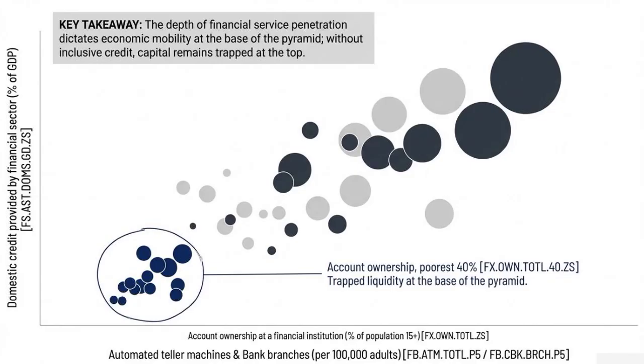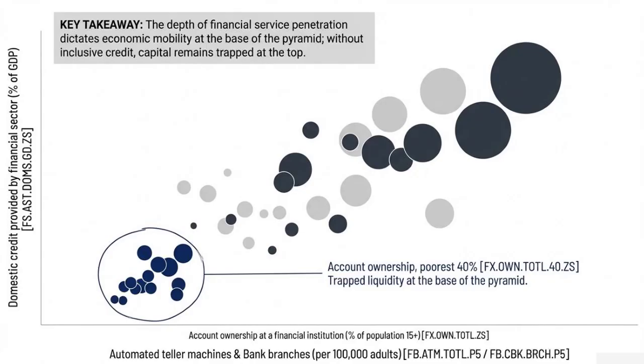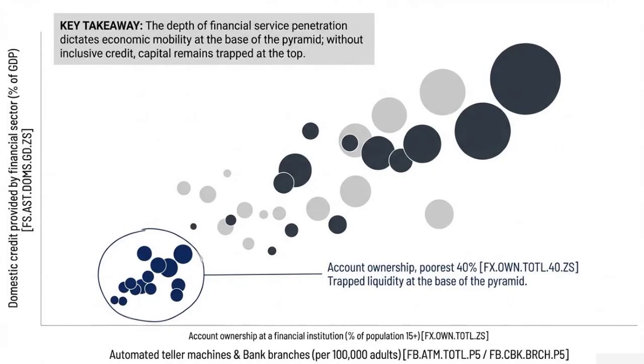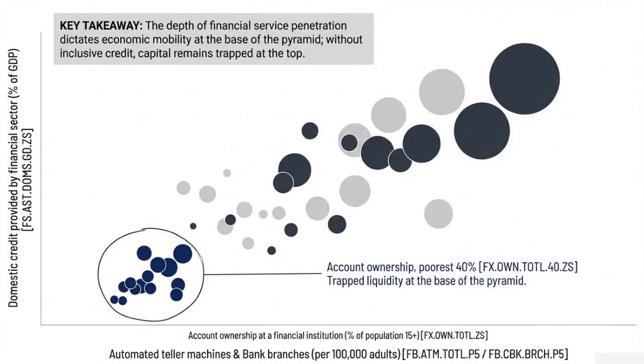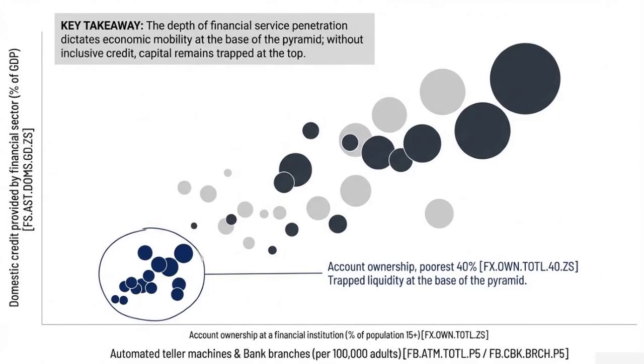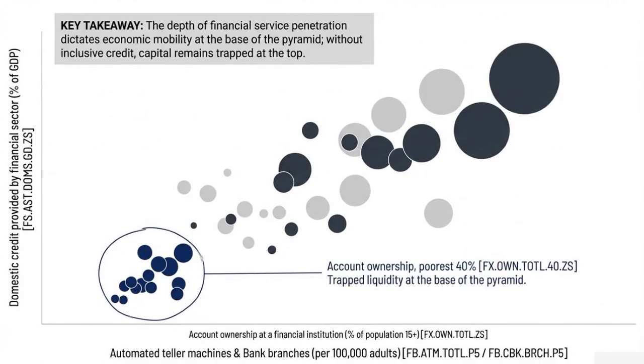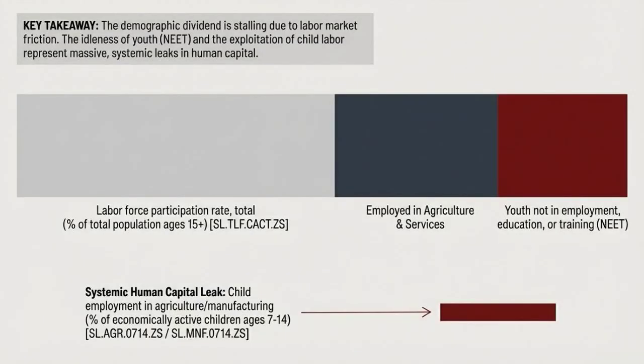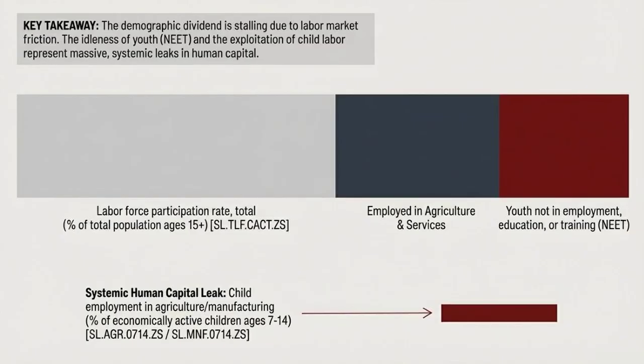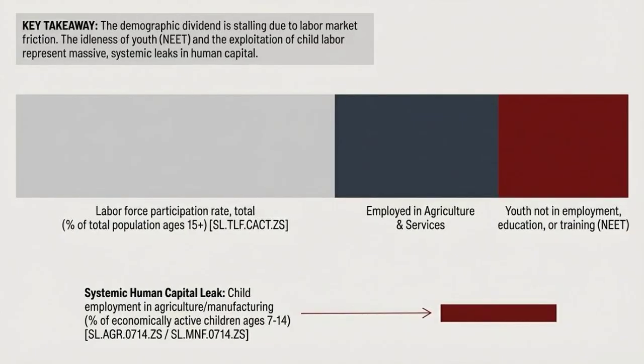On our scatter plot, we use marker lines to connect this human-level account ownership with the structural data: domestic credit provided by the financial sector as a percentage of GDP, alongside the sheer physical presence of the system, measured by the number of commercial bank branches and ATMs per 100,000 adults. Because if you don't build out those financial capillaries, a vast portion of your population is effectively locked out of the modern economy. The data proves that the ability of formal financial services to penetrate the lower socioeconomic classes strictly determines the baseline of economic mobility.